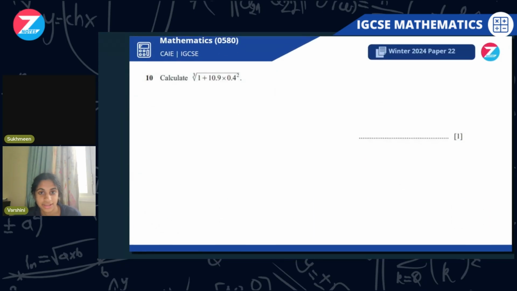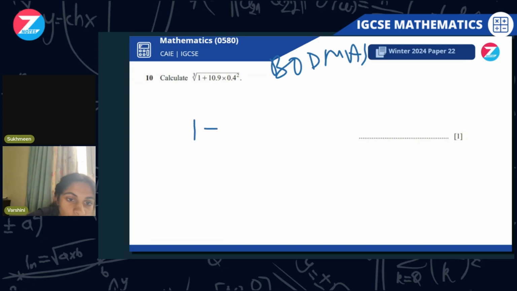Okay, for the next question, calculate the cube root of 1 plus 10.9 into 0.4 squared. So here we can't just directly put this into our calculator because we need to know where the brackets are, and we also know the rule of BODMAS. So we know that first of all is multiplication, which is here, before addition and subtraction.